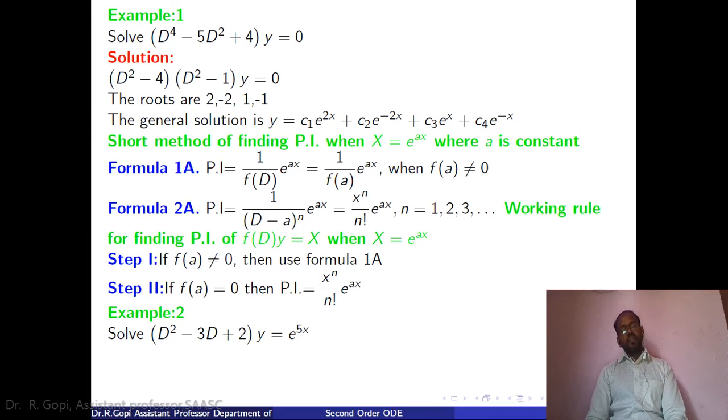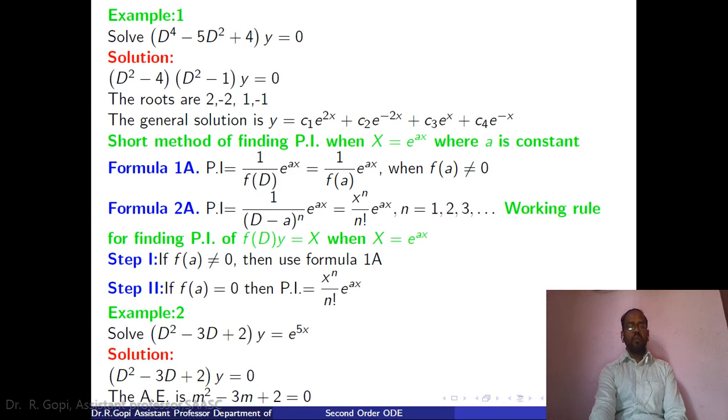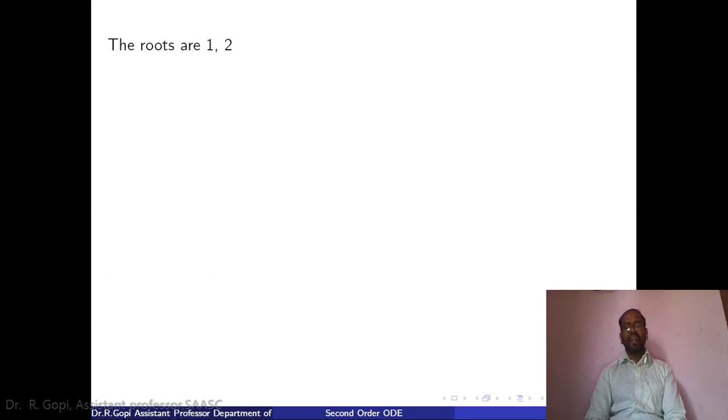The equation becomes m squared into e power mx minus 3m into e power mx plus 2 e power mx equal to 0. Then take e power mx outside, and the equation reduces to m square minus 3m plus 2 equal to 0. Here e power mx is not equal to 0, and m square minus 3m plus 2 equal to 0 is called the auxiliary equation. Then factorize the auxiliary equation: m minus 1 into m minus 2 equal to 0. Then m equal to 1, 2 are the roots. The roots are real and distinct.